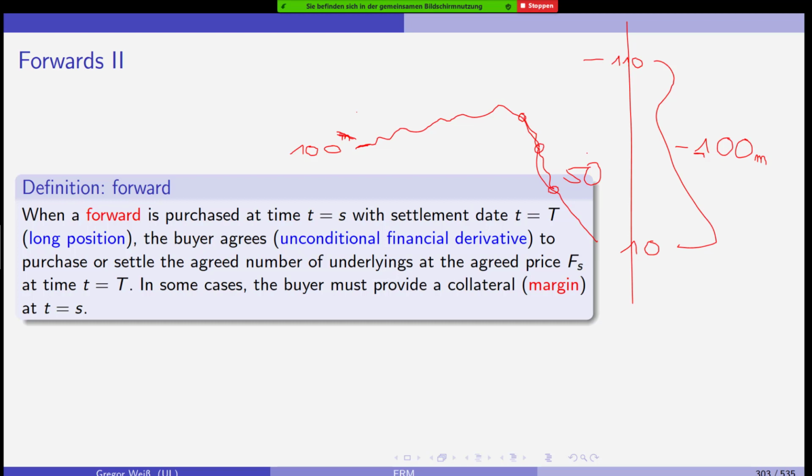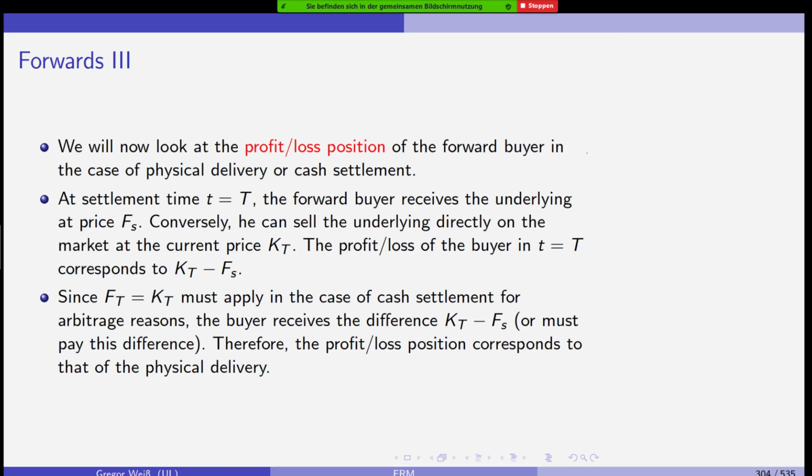Okay, so that's a margin payment, and the account obviously is called a margin account in which you have to pay the money. We will now look at the profit-loss position of the forward buyer in the case of physical settlement or cash settlement. So at maturity, capital T, the forward buyer receives the underlying, the ton of steel, at the previously agreed upon price FS. Conversely, he or she can sell the underlying directly on the market at the current spot price K, capital T.